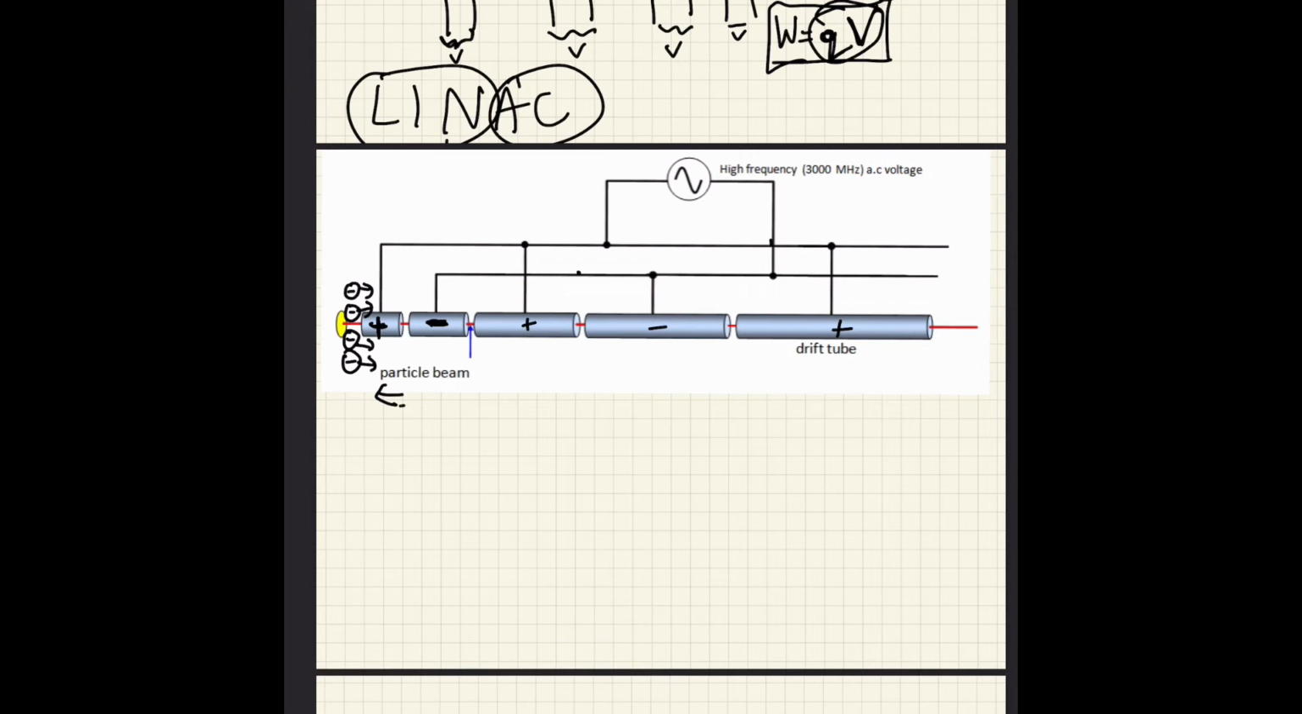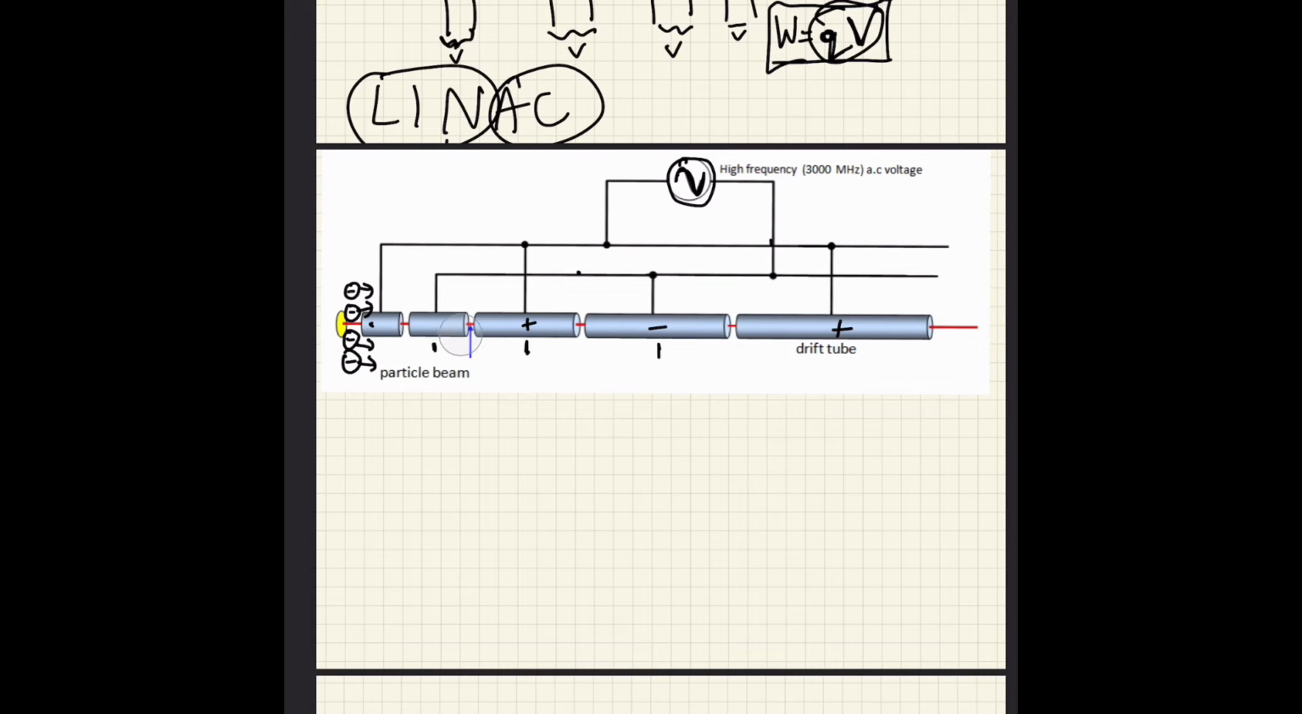There'll be a force in the opposite direction, which will decelerate it, causing it to lose speed and energy, which is not what we want. So we need to somehow make this positive. And that's why we use alternating current. Alternating current basically changes from plus to minus. It's built such that it rotates every time the electron is halfway here. So the electron will keep getting attracted.